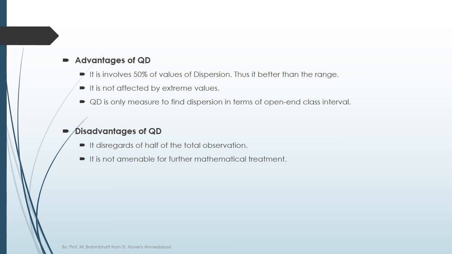Disadvantages of quartile deviation are: it disregards half of the total observations. It is not amenable to further mathematical treatment.